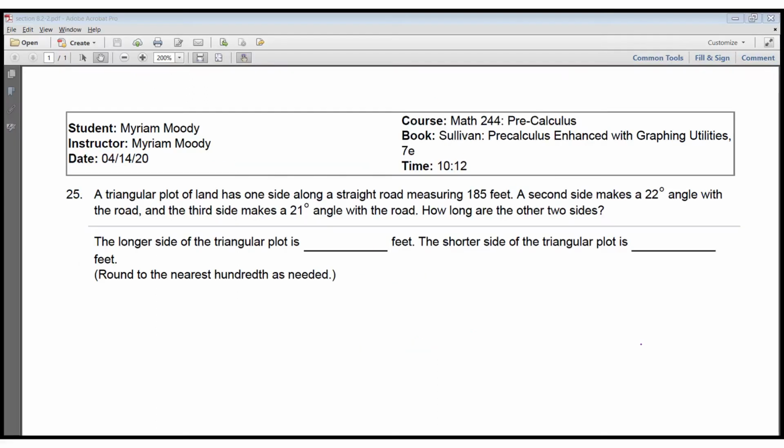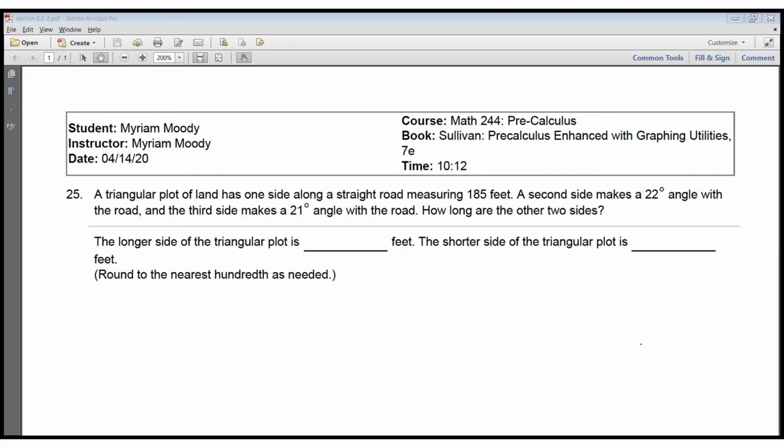Okay, let's check out another problem. We have a triangular plot of land. On one side, along a straight road, it measures 185 feet. A second side measures 22-degree angle with the road, and a third side makes a 21-degree angle with the road. How long are the other two sides?